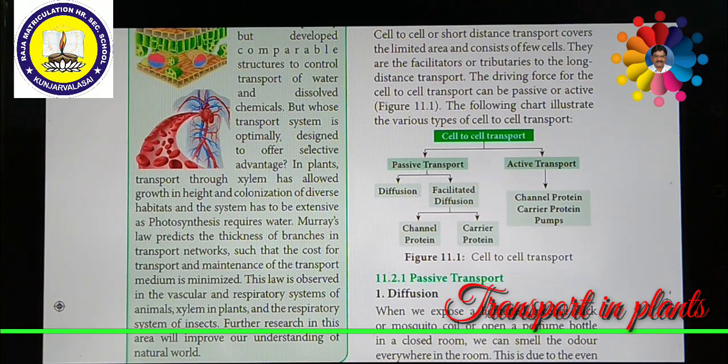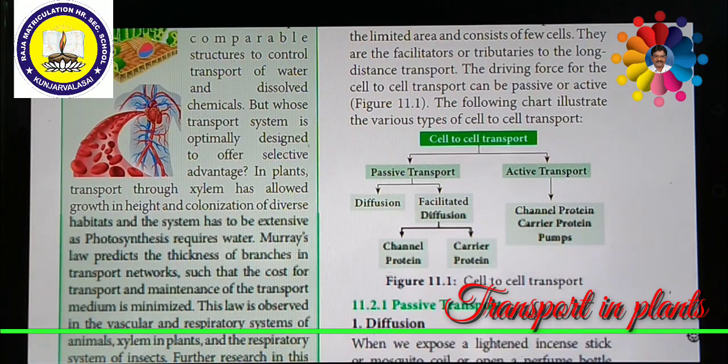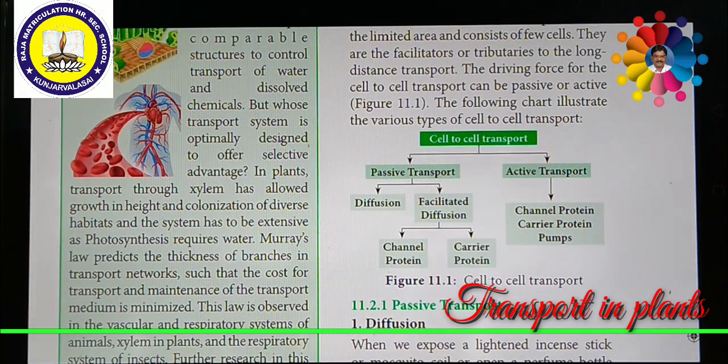Look at the picture. This flow chart will help us understand the different types of transport, that is cell-to-cell transport. Basically cell-to-cell transport, as I said just now, is divided into two types on the basis of the energy requirement or the utilization of energy. They are passive transport and active transport. Passive transport means this transport does not require any energy to travel from one place to another place. For example, diffusion or facilitated diffusion. So passive transport is further divided into diffusion as well as facilitated diffusion.